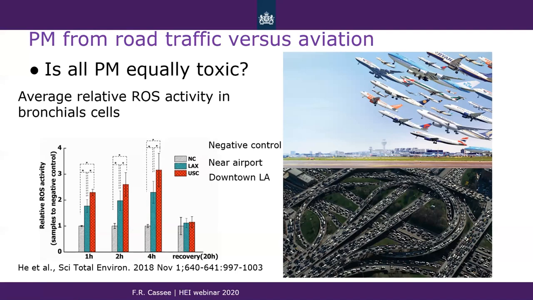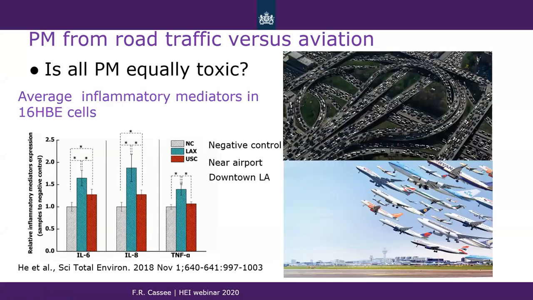And we did some very simple, straightforward tests with bronchial cells by incubating them with these particles to see if there's a difference in potency. And in this slide, I show you the reactive oxygen species activity. There are some differences, where the suggestion is that the downtown particles seem to be a little bit more potent than those collected quite near the LAX airport. But it also depends on which indicator you take.